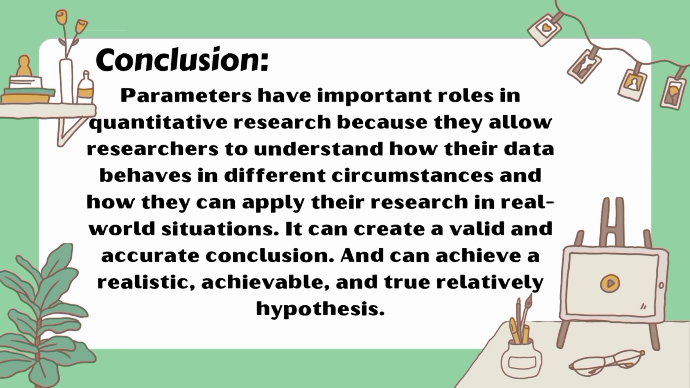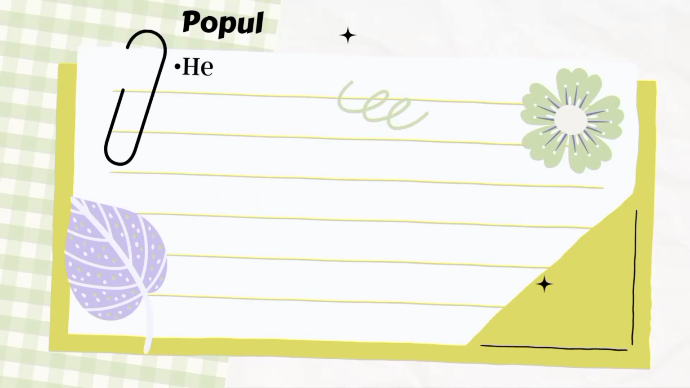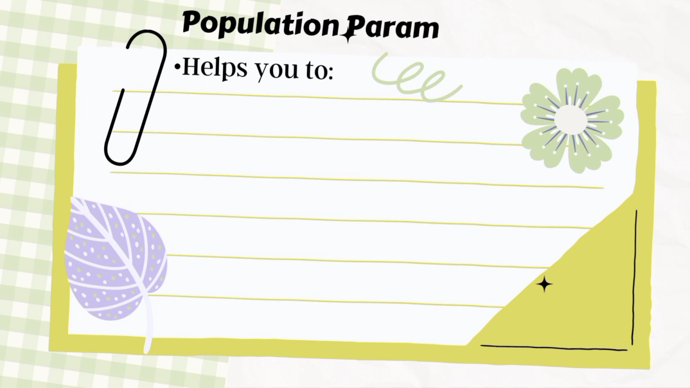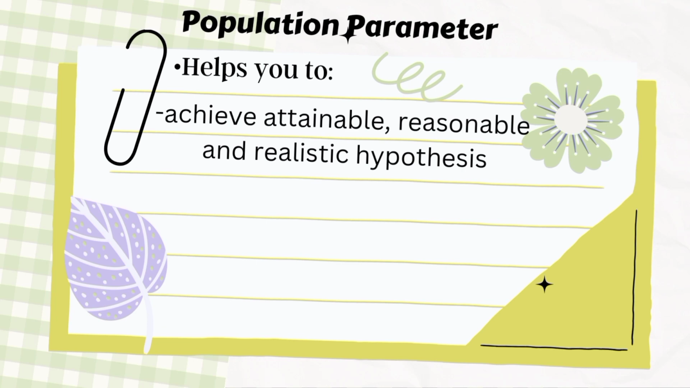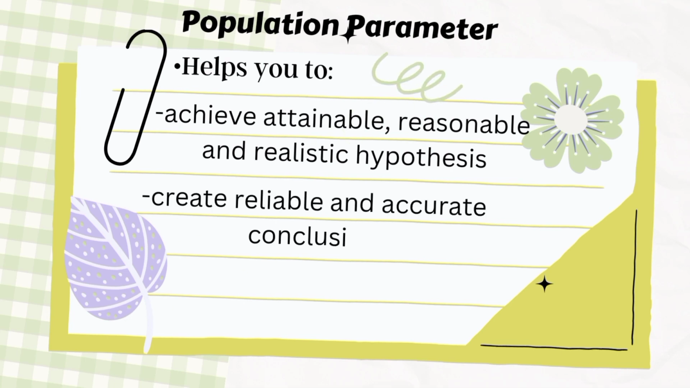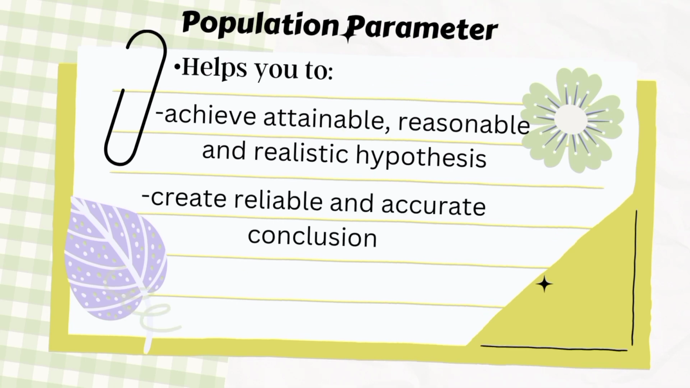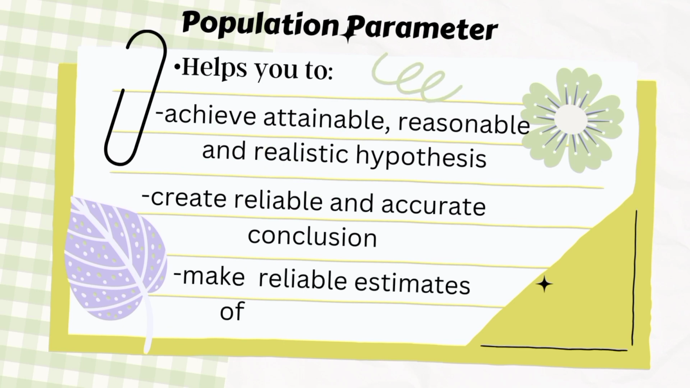For example, when you conduct a study involving a real-life situation or phenomena, the population parameter helps us to achieve an attainable, reasonable, and realistic hypothesis, which can create reliable and accurate conclusions. It can also make reliable estimates of the population with less time, effort, and money.